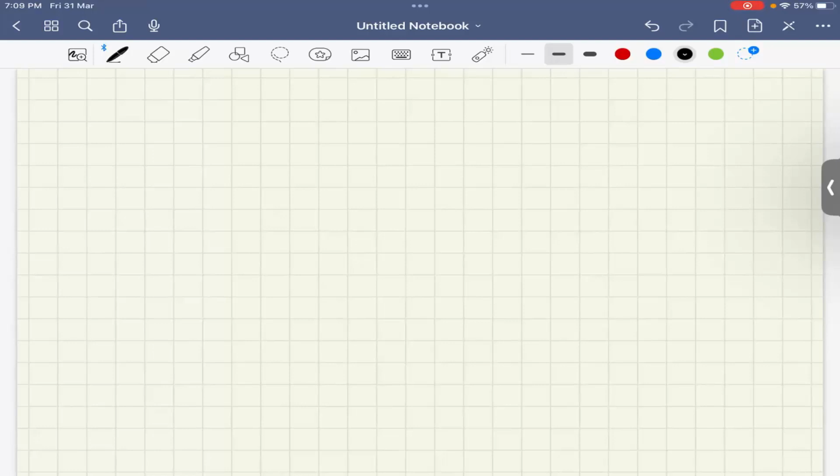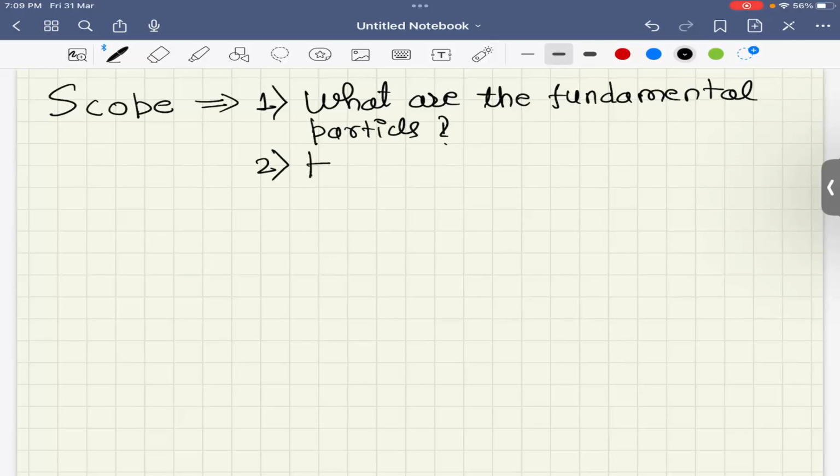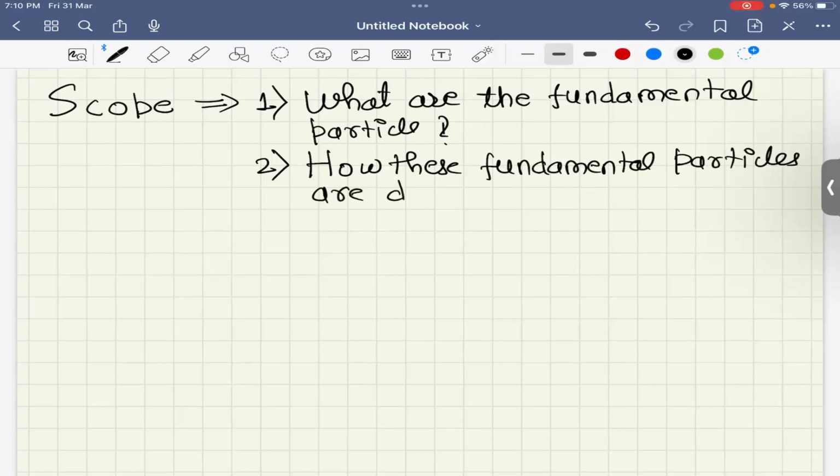So these fundamental particles are nothing but the building blocks using which the entire universe has been created. In this lecture we will see the properties of these fundamental particles. What we will cover: what are the fundamental particles? We learn about how these fundamental particles were discovered, and what are the stories behind it. So this is the scope of this class.